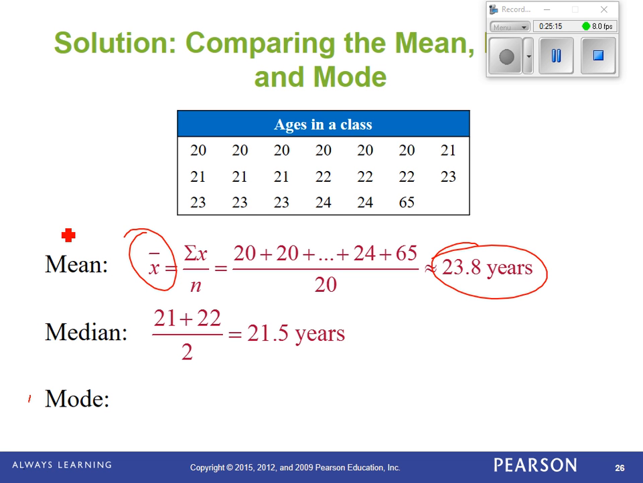The median, if we put them all in order, which we have here, we got 20 pieces of data. So if I go 1, 2, 3, 4, 5, 6, 7, 8, 9, 10, that's the 10th number going that way. That's going to be the 10th number going that way. Since there is no one specific center number, we add those two together, divide by 2, and you get 21.5.